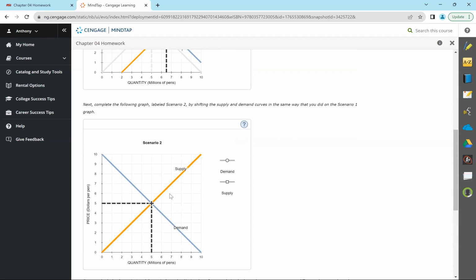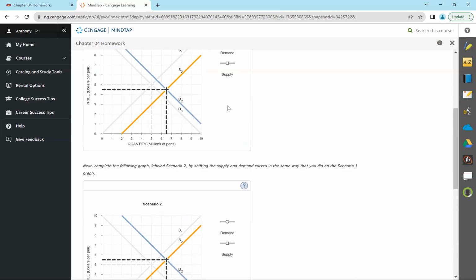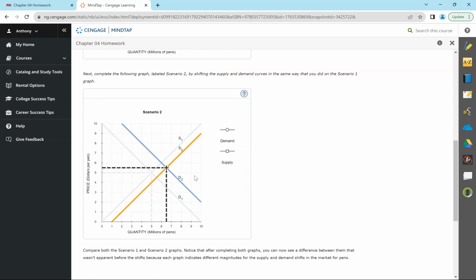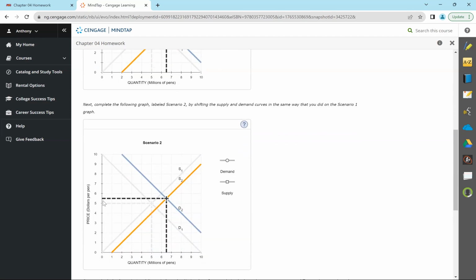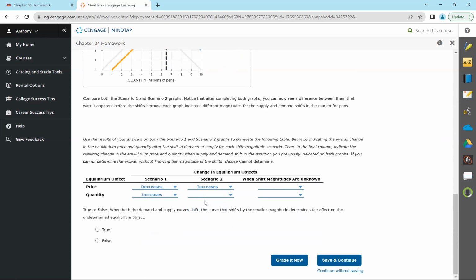Scenario two. So they're saying here, okay, do that, and then do that. And here's what we know in this scenario: price actually increased. And you're like, wait, how does that happen? Well, notice we didn't shift it by the same amount here. And demand, we shifted more out. That's why price increased. It went from 5 up to whatever, 5.5, but demand also increased. So price this time increased, and quantity increased as well.